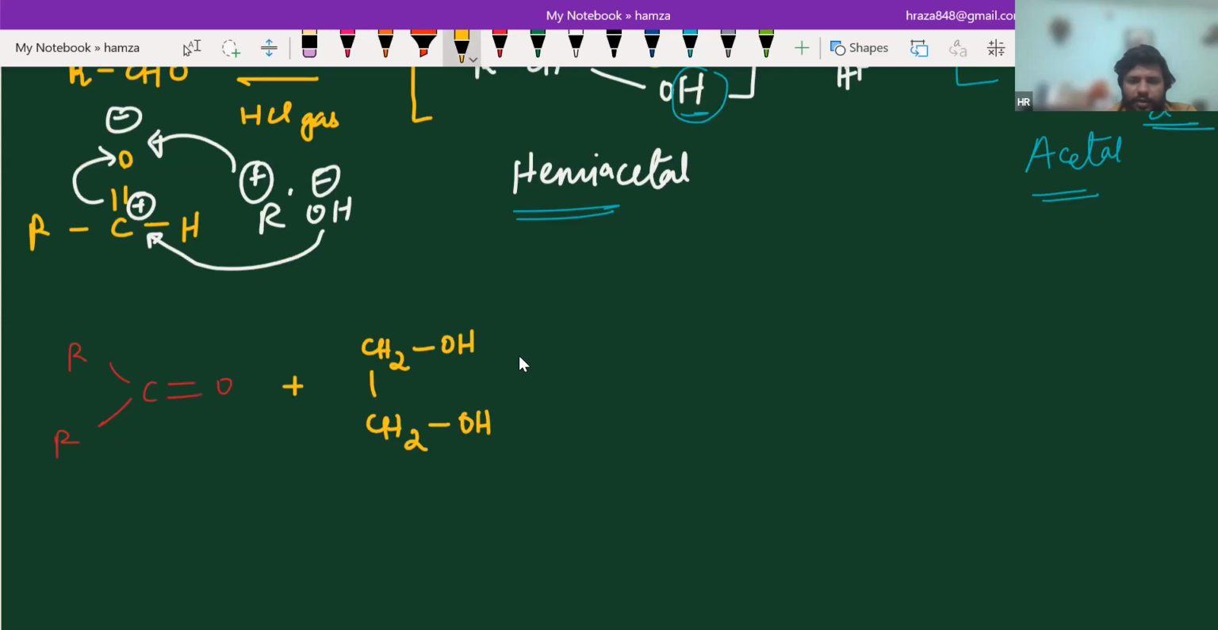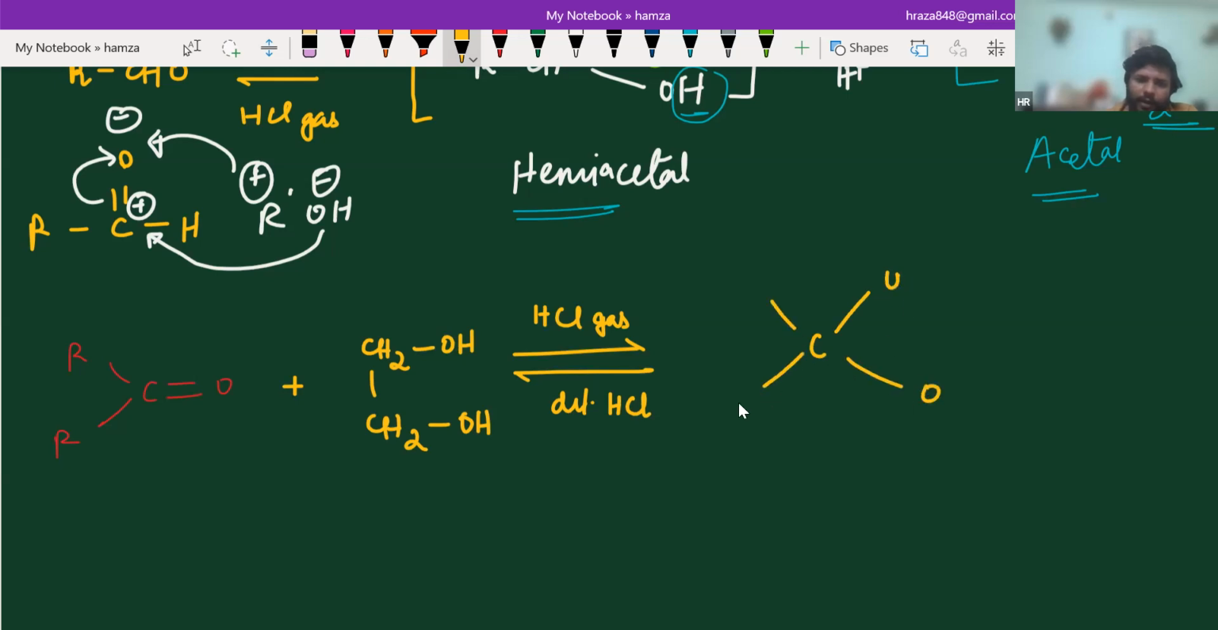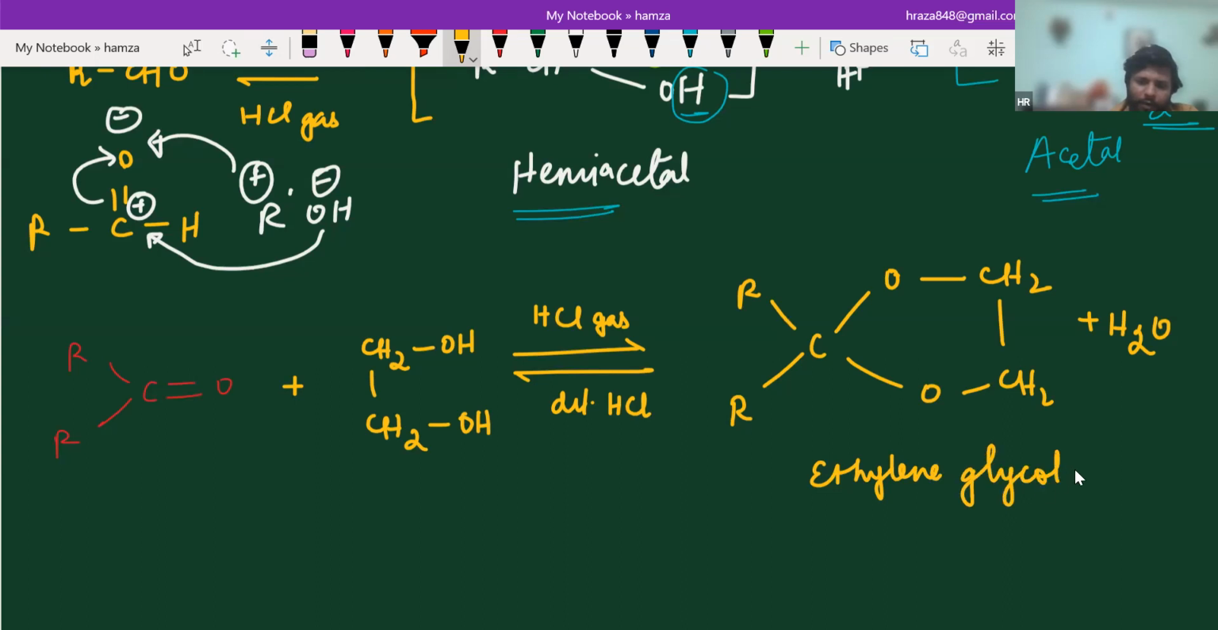So it's very easy to understand. The same process is going on, reacting in the presence of HCl gas, which is dilute HCl. You just need to take care that CO and O will be there, R and R will be here, and then CH2 CH2 forming like this, and this is your H2. So this is basically your ethylene glycol ketal.